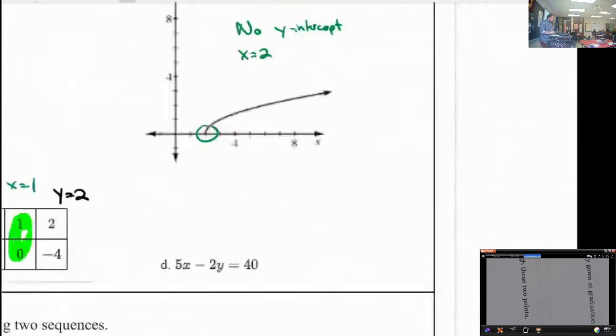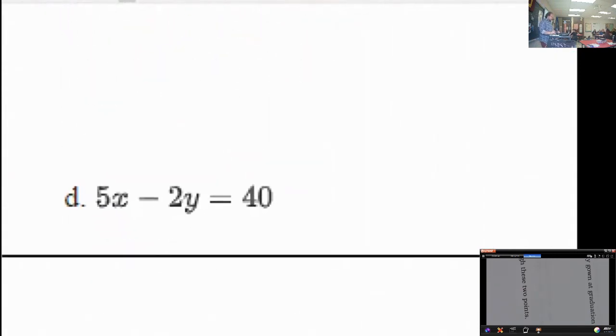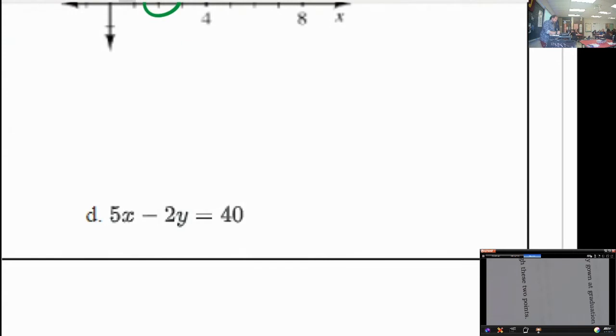And on question D, interesting. This is probably the trickiest of these problems. If we want to find x-intercepts, that happens when y is equal to 0. And if we want to find a y-intercept, that happens when x is equal to 0. We have to use this mathematical fact to actually solve this problem for both cases.